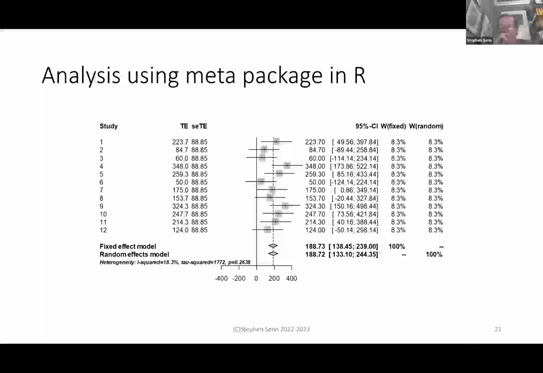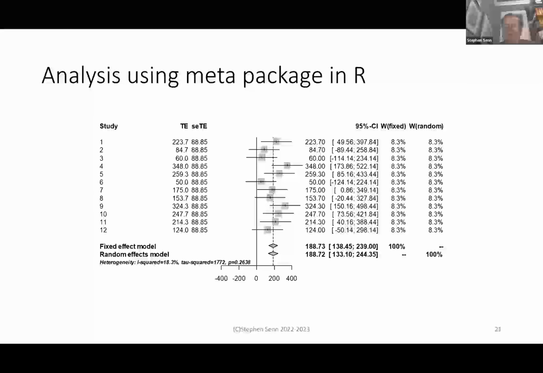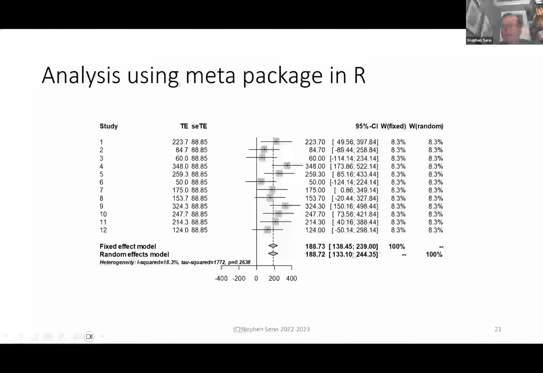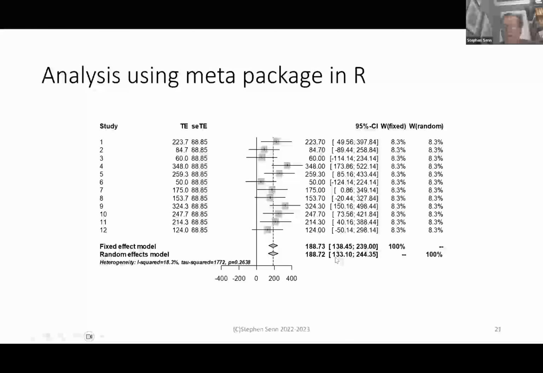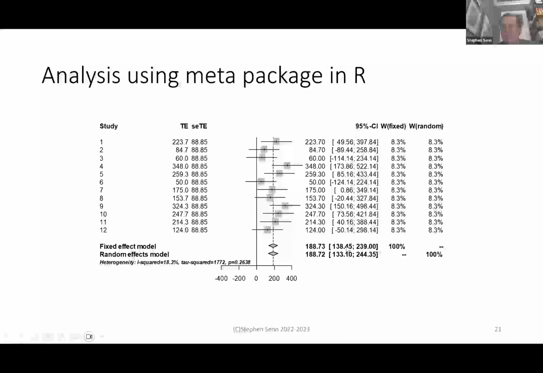What differs is the interpretation of the variance, and you can see if you have a look at the bottom that the confidence intervals are slightly wider. For the random effects meta-analysis, the lower limit is 133.1 rather than 138.45, and the upper limit is 244.35 rather than 239.00.